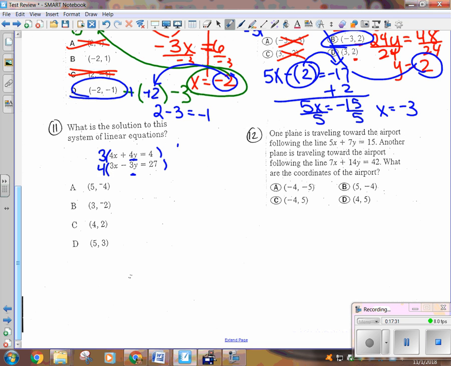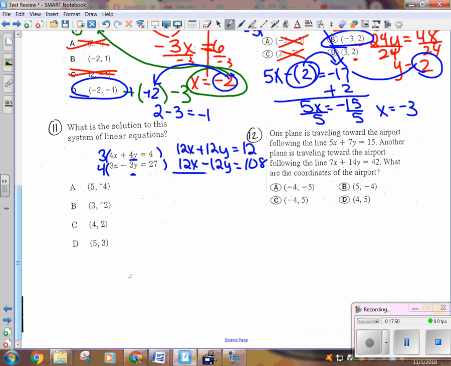Everything on top is multiplied by 3, so 12x plus 12y equals 12. Bottom equation, everything is multiplied by 4. 12x minus 12y. 27 times 4, it's 108. Okay, I think it's 108.